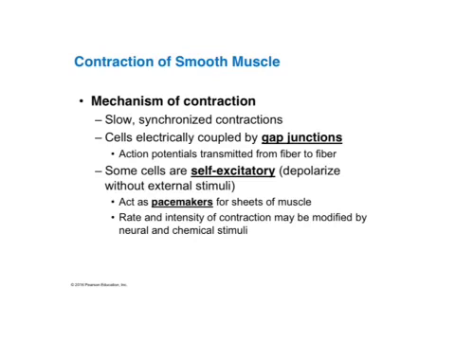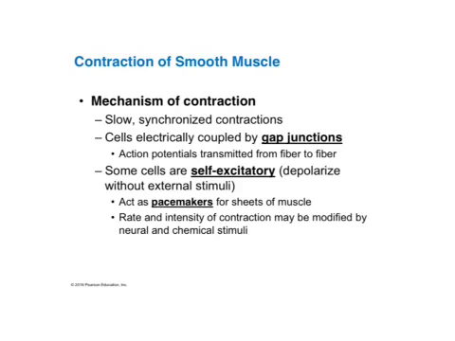For the contraction of smooth muscle, the process is very slow and synchronized compared to skeletal muscle. The cells have gap junctions, which were the special types of junctions between cells that were tunnels that allow for electrical impulses to travel from one cell to the other. And those electrical impulses are going to be the charged particles like the sodium and the potassium that are stimulating the muscle contraction. Some of the cells in smooth muscle are self-excitatory, meaning they depolarize without an external stimulus.